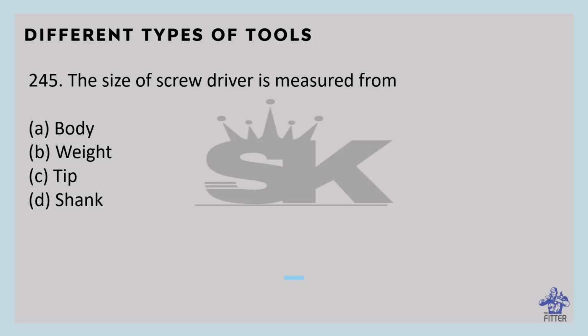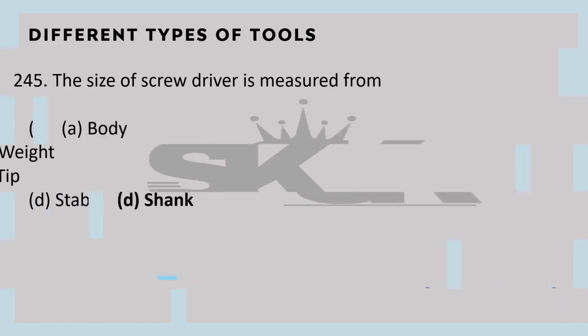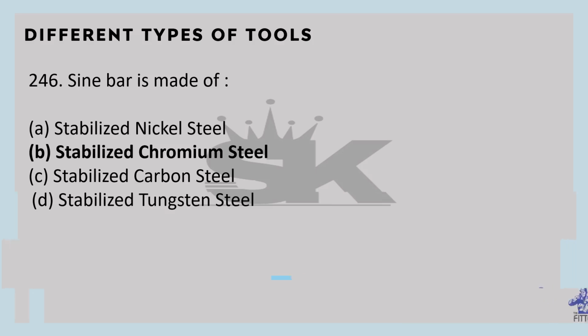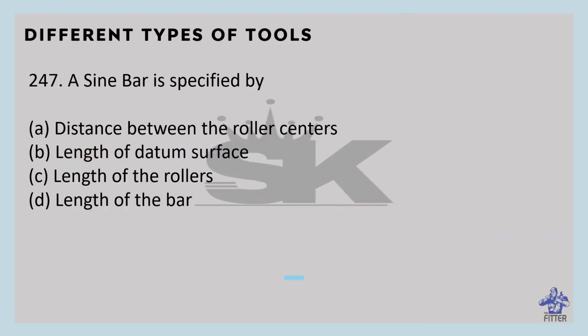Screwdriver is a tool used for turning screws. The size of a screwdriver is measured from the shank. A sine bar is made of stabilized chromium steel. A sine bar is specified by the distance between the roller centers.